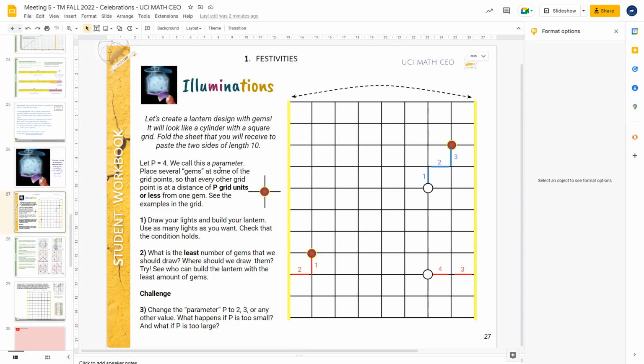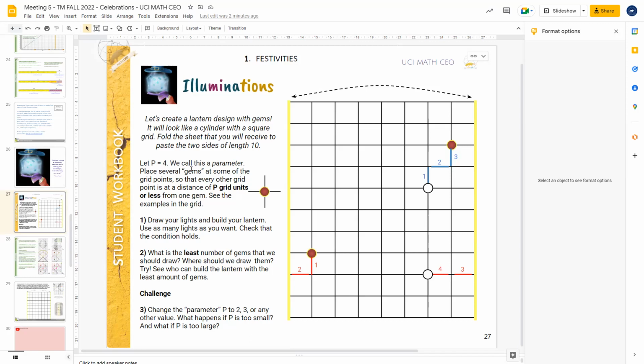Let p equal 4. We call this a parameter. A parameter in mathematics is just a value that sometimes starts just like that. But when you try to generalize, it can change, and some things will stay the same, some things will not. Place several gems at some of the grid points so that every other grid point is at a distance of p units or less from one gem. See the examples on the grid.